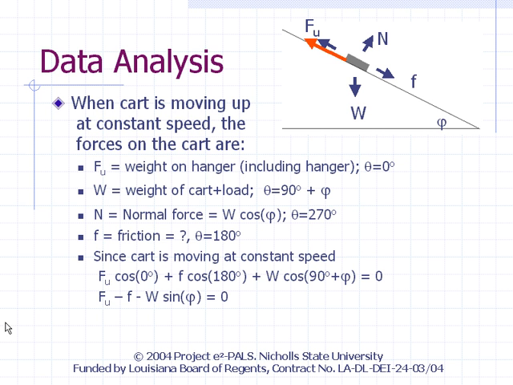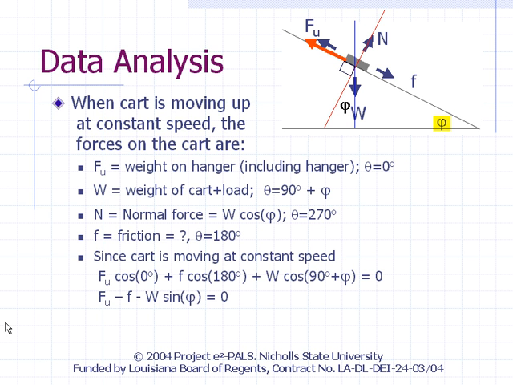With respect to the displacement vector, you should be able to show that theta is 90 degrees plus phi, where phi is the angle of inclination. Except for the last run, phi is 15 degrees. For the last run, phi is 30 degrees. N is the normal force, the thrust that the plane exerts on the cart. It is perpendicular to the plane.